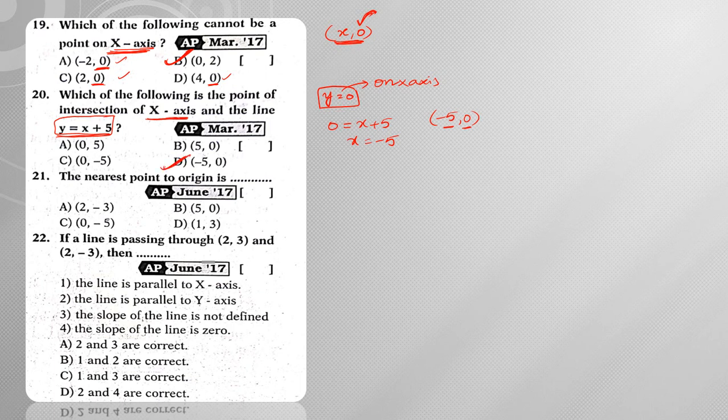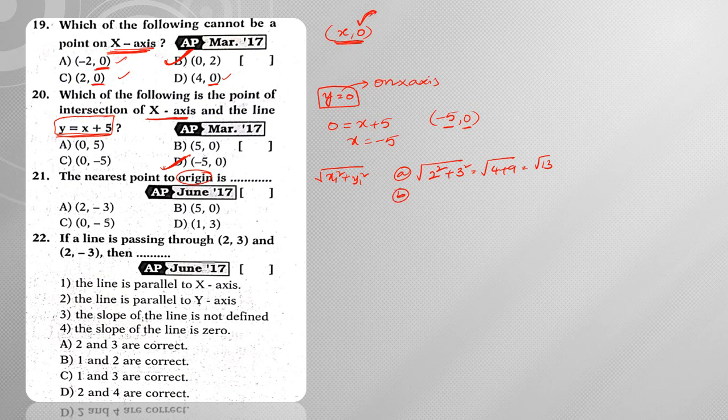Next, the nearest point to the origin is. Nearest point to the origin means simply we need to find out the distances, right? Since he is talking about origin, we can make use of the formula square root of x1 square plus y1 square. Now first, option A: square root of 2 square plus 3 square. Because when you take minus or plus under square, it becomes positive. That means this is 4 plus 9, which gives me root 13.